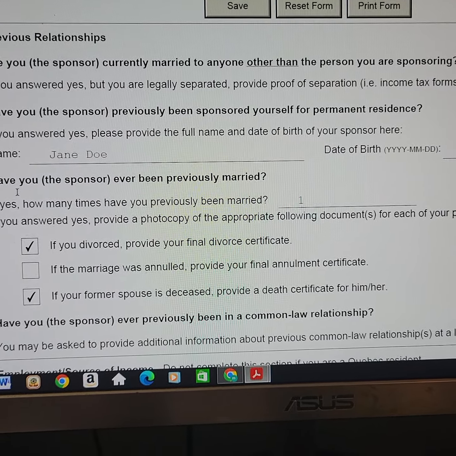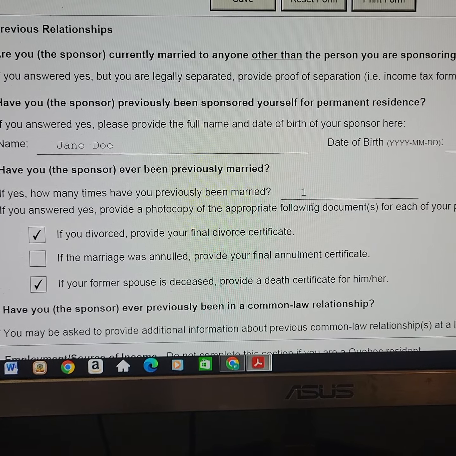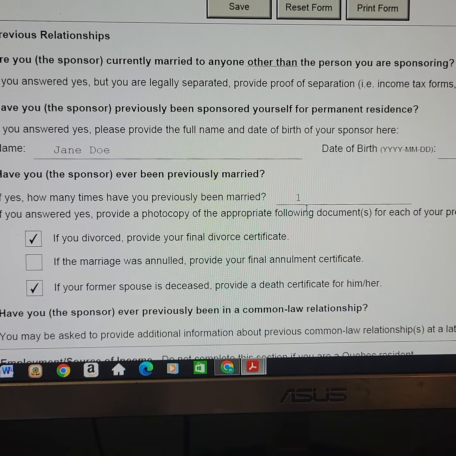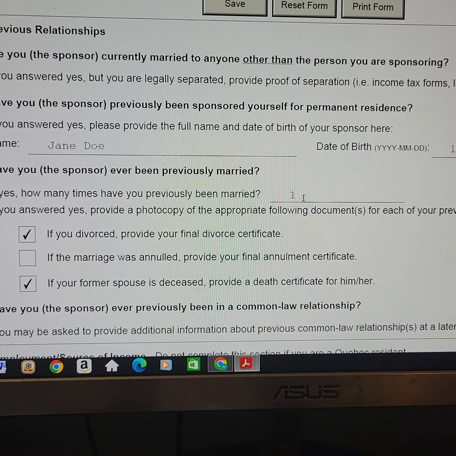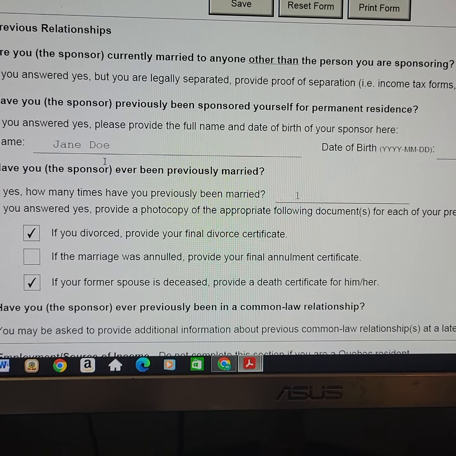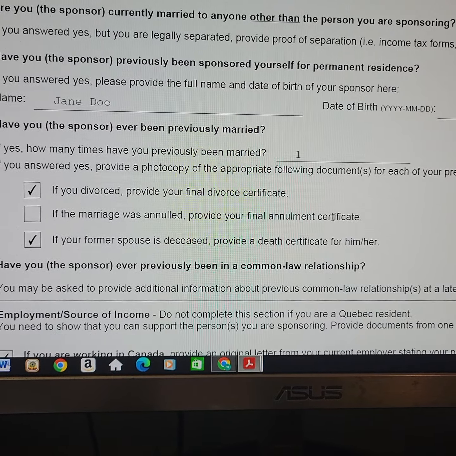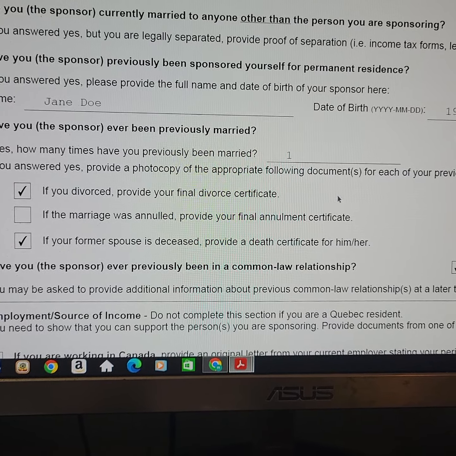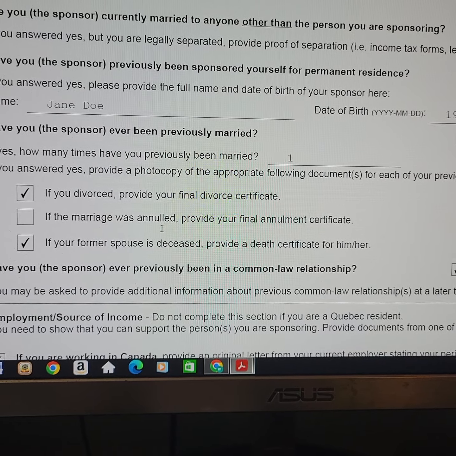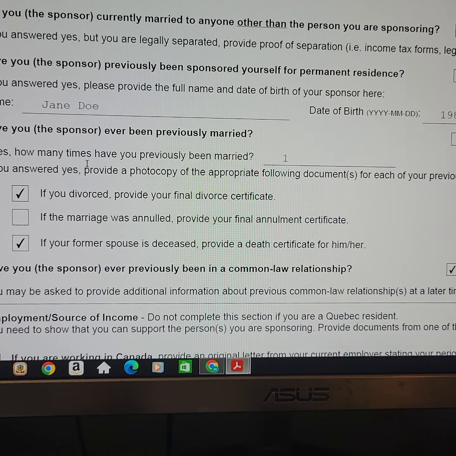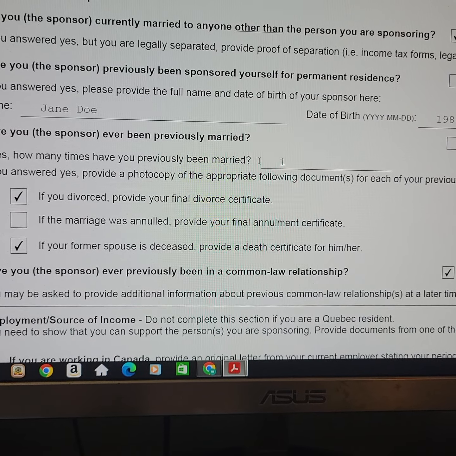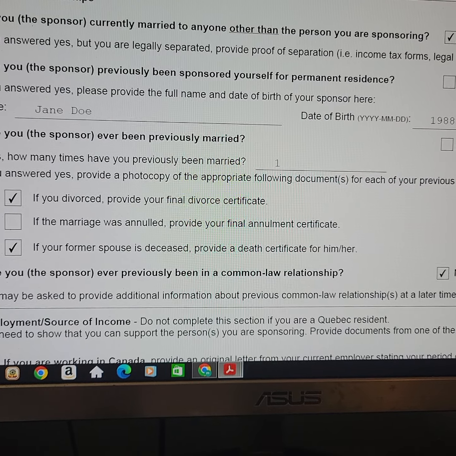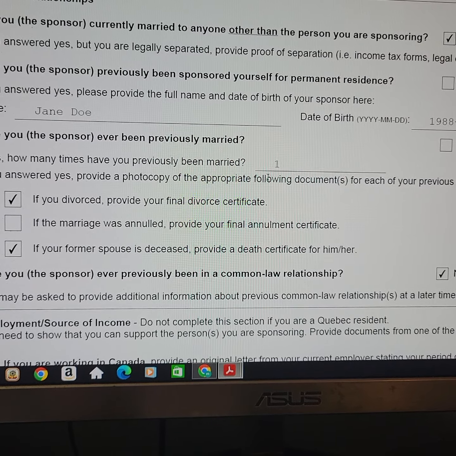Okay. Have you, the sponsor, ever been previously married? So obviously, again, it would be yes, because that's how I got my permanent residence in the first place. I got married, lived with my ex-husband for many years, and then we divorced. The thing can be that you were in a common law relationship, but that's what I'm saying, you have to read everything. If yes, how many times have you previously been married? Once. If the answer is zero, you're just checking off whatever is your situation, right?